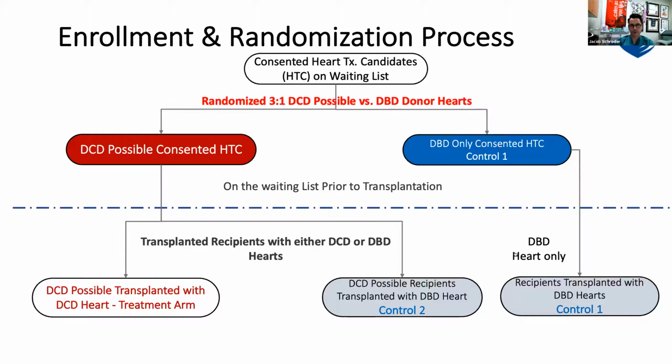To sort of further bring that fact home, the DCD possible arm closed about a month and a half or 2 months before we actually had enough control patients for a 1-to-1 match, meaning, again, there are a lot of great DCD donors out there for successful transplantation.